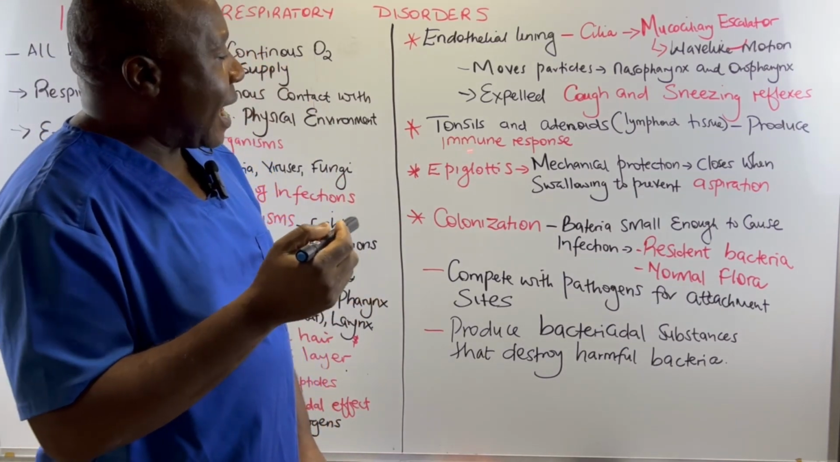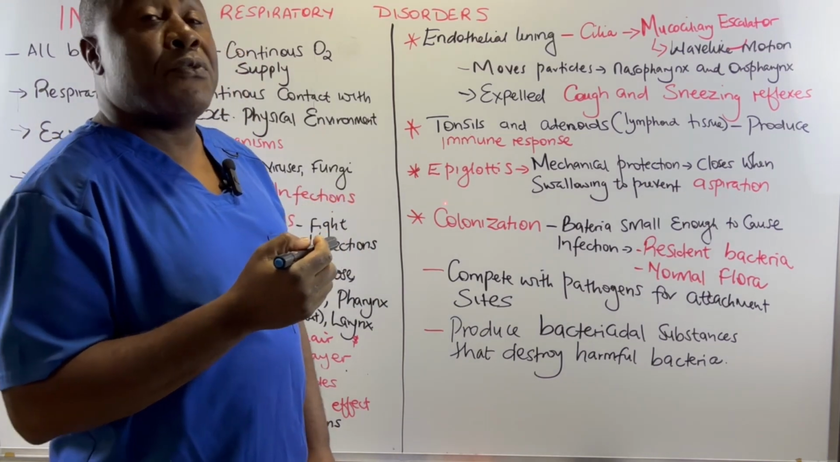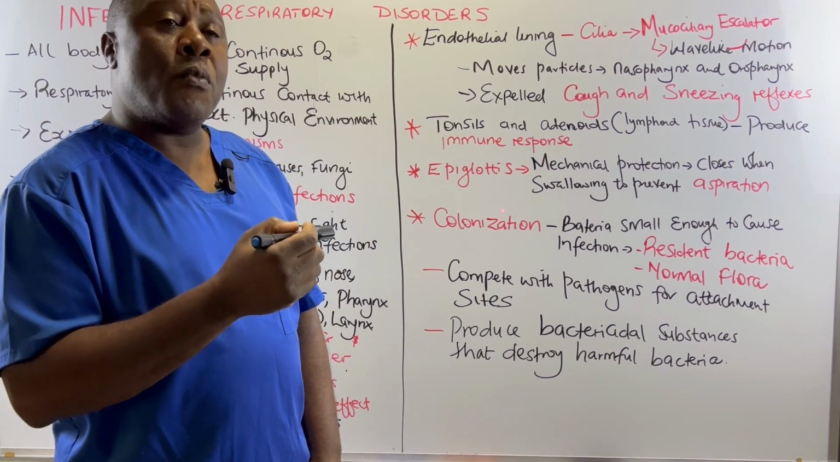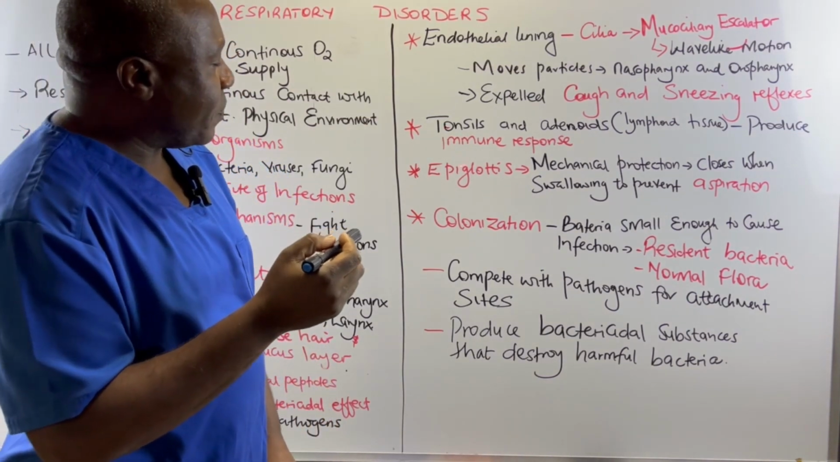And when we are not swallowing, it is open so that air can freely move into our respiratory tract. So the epiglottis lies above the larynx. It provides mechanical protection and prevents any aspiration of objects or fluid into the lower respiratory system.